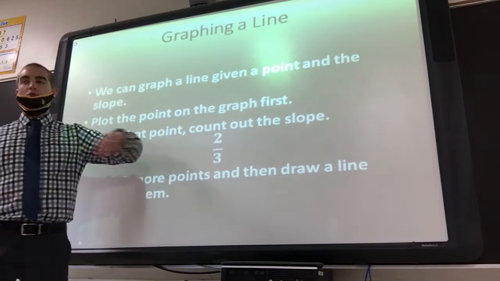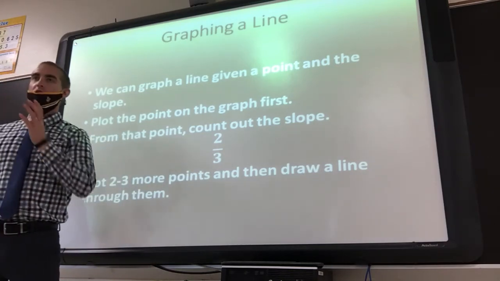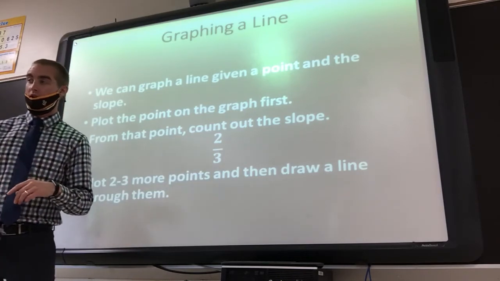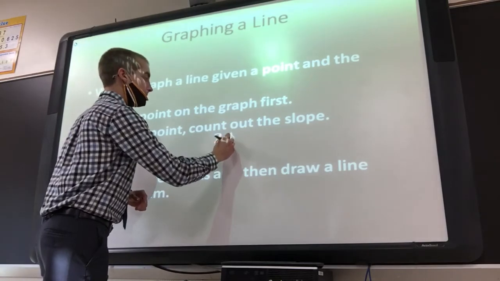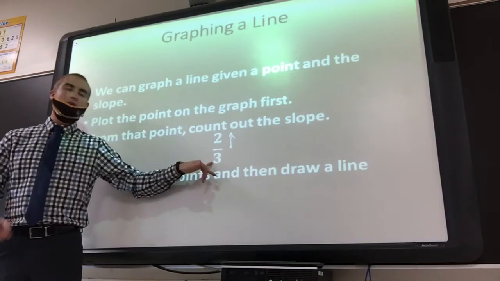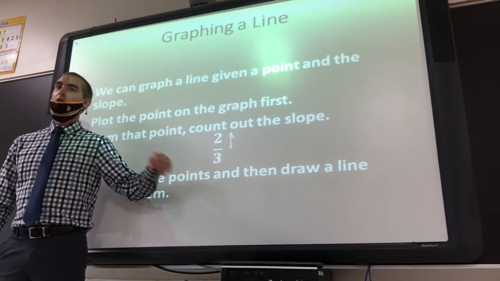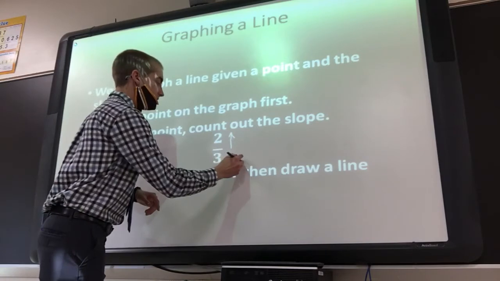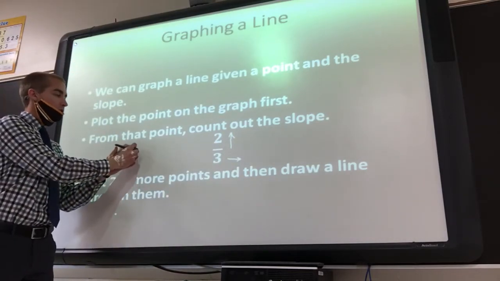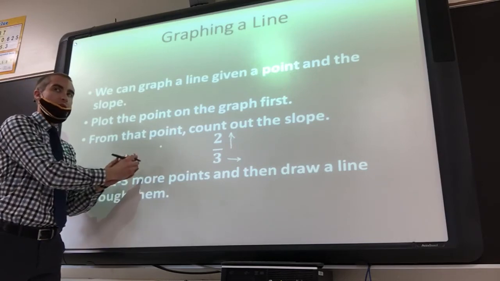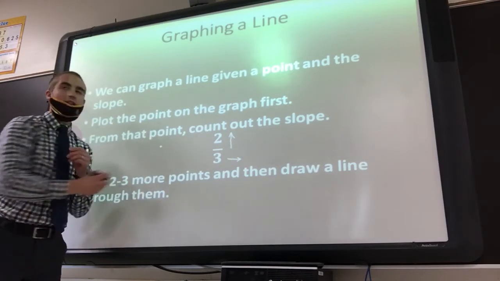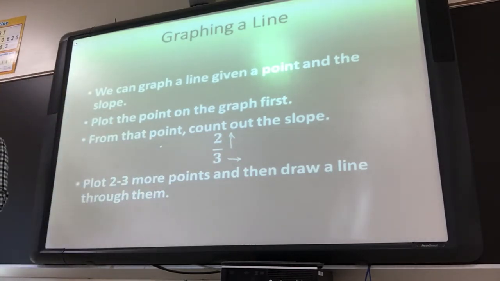If we have a slope of 2 over 3, what direction would we go? If it's positive 2, we're going to go up 2. So that's positive in the Y direction. And if it's a positive 3, which direction would we go, left or right? Right would be positive. So positive in the X direction would be right. So we would plot our point. We would go up 2 and right 3. We plot another point. We count up 2, right 3, plot another point, and then draw a line through those points. So that's what we're going to be doing today.